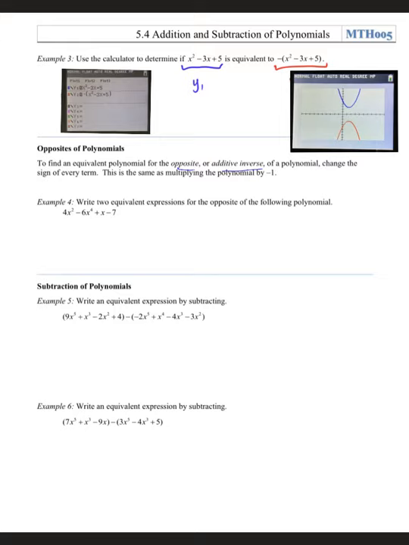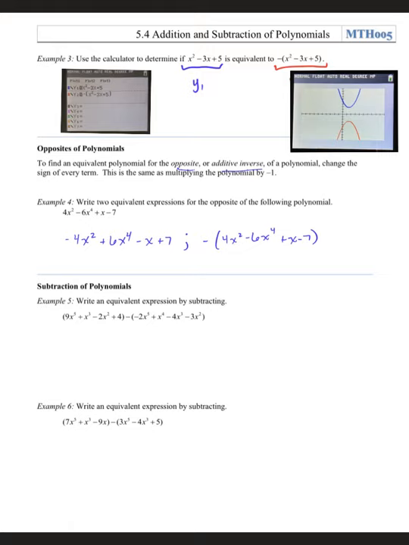So what we have here is example 4, right? Write two equivalent expressions for the opposite of the following polynomial. So we want to write the opposite of this. One way we can do it is change the sign of every single term. So -4x squared, because it's a positive 4, making it negative, then plus 6x to the fourth minus x plus 7. That would be one way, or it says multiply the entire polynomial by a -1, which we could write like this. And I just put the negative out front, which implies multiplying it by a -1.